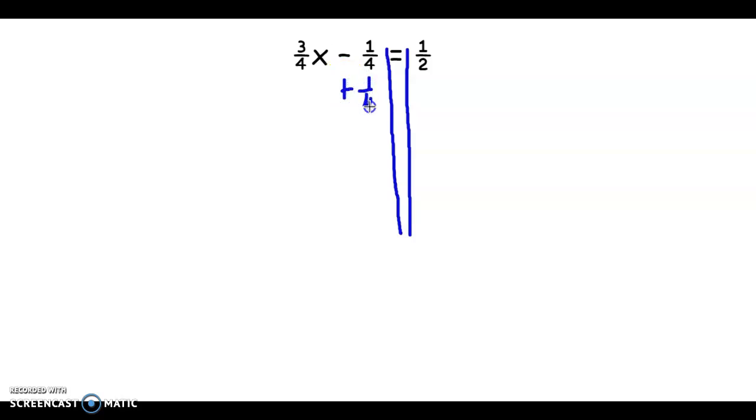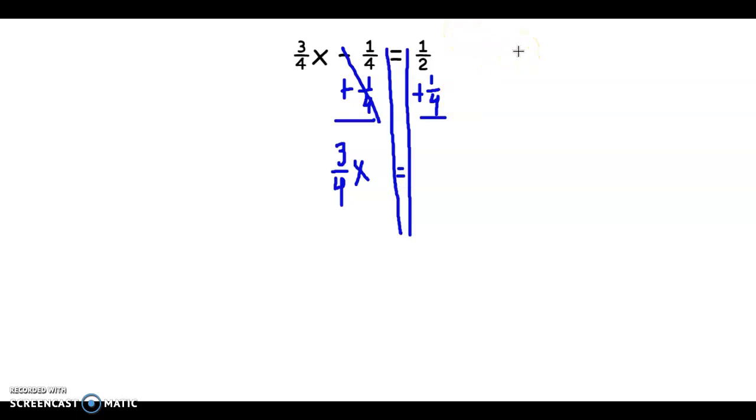Now remember, anything I do to one side, I have to do to the other. So I'm going to go ahead and write that over here. Now, what happened on the left side is awesome because this is what I want. I want to zero this out, which is only going to leave me with a 3/4 x on this side, which is perfect because I'm starting to get those x's all by themselves. I'm going to bring down my equal sign. Now, I have 1/2 plus 1/4.